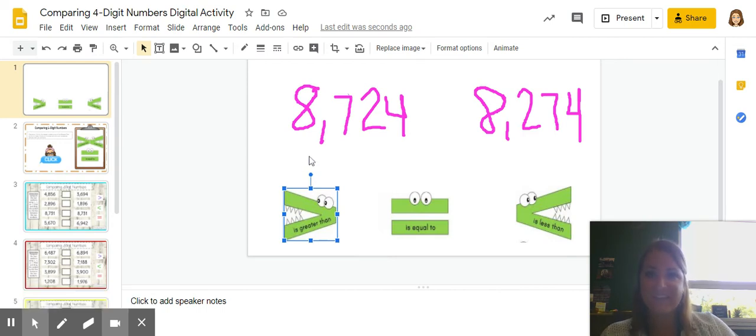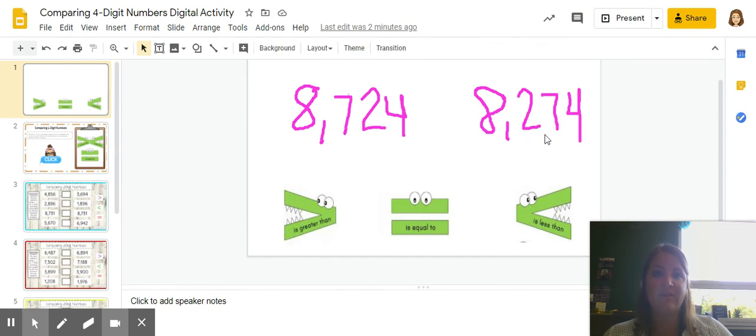And we're back. So our greatest value or greatest digit is the thousands place in both of these numbers. And we look at both of the digits and they match, 8 and 8. So what do we do? We go to our hundreds place. In the hundreds place in this number, I have a 7. And in this number, I have a 2. Which one's greater, 7 or 2? If you said 7, you are correct.